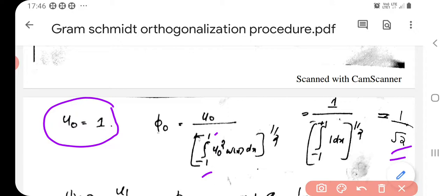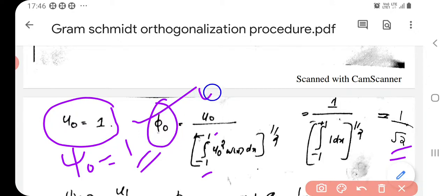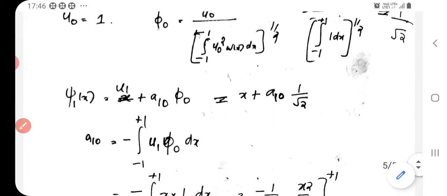Okay, so psi 0 is taken as 1, which is equal to u0, and from that we find phi 0. Psi 0 is u0 itself. So we have the normalized one, which is 1 by root 2.